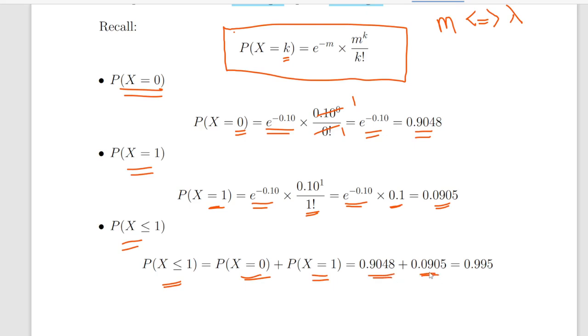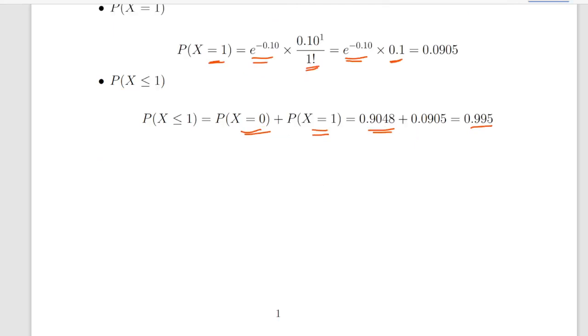So the probability of x less than or equal to 1 is just adding those two together: 0.9048 and 0.0905. That works out to be 0.995, and 0.995 is the answer that we are looking for. That is the probability of no more than one power outage in a particular week. So we leave it there.